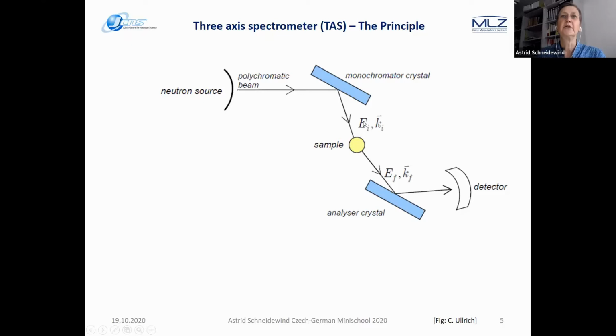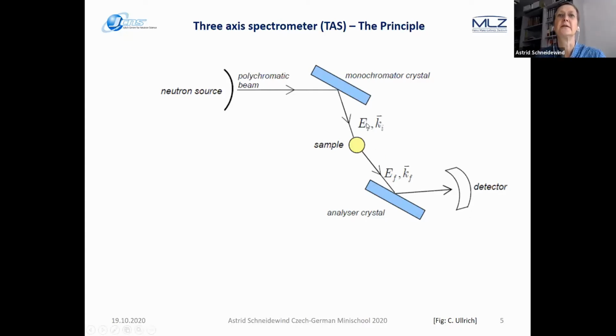With an incoming energy, which is decided by the angle on the monochromator, and an incoming wave vector, we have the interaction of the neutrons at the sample, and we choose one direction of the outgoing neutrons, put again a monochromating crystal, in this case an analyzer crystal, into the beam, and we choose again by the same principle one final energy and reflect it to the detector under a dedicated final wave vector. So what we easily understand is that we have a point-to-point measurement.